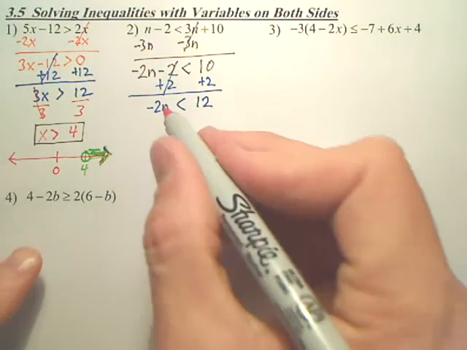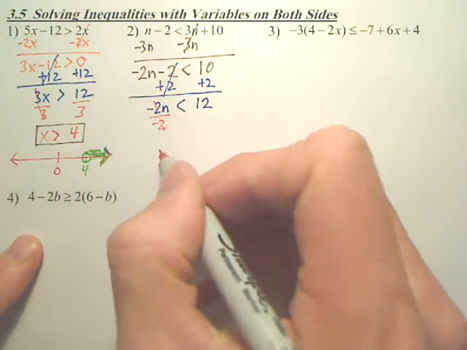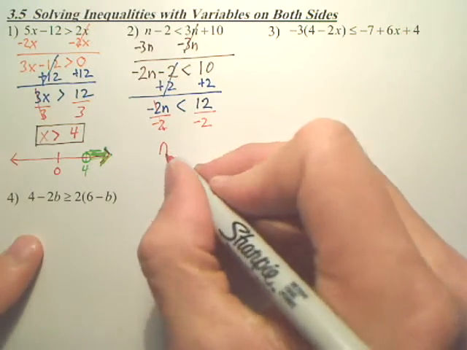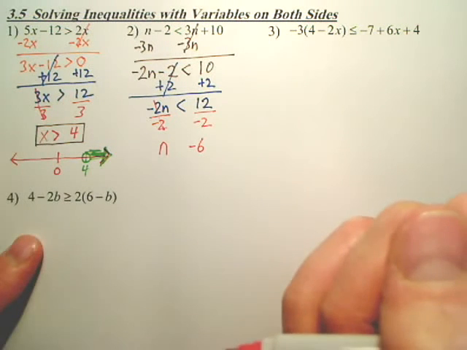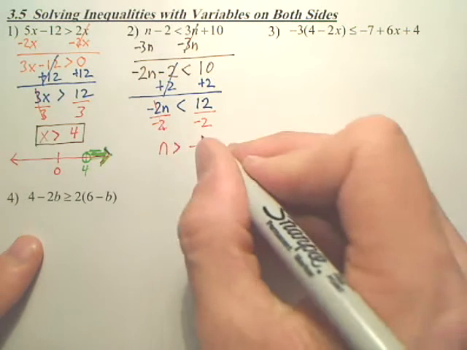How do I get that negative 2 off the n? I divide by negative 2. Thus it disappears. That leaves me n, and 12 divided by negative 2 is negative 6. Do I flip the sign this time? Yes, I divided by a negative, so the sign actually flips.